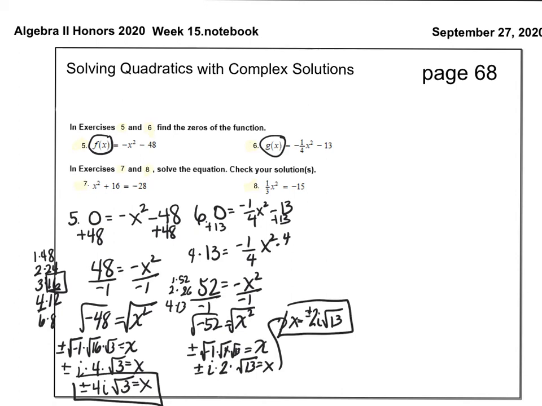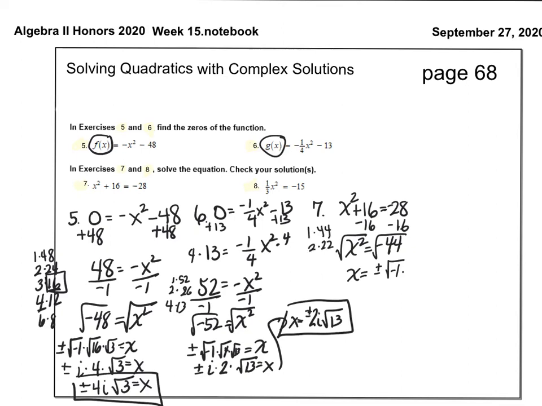Moving on to number 7. I don't have to make it equal 0. I don't have an f of x or g of x, so I can just solve this one normally. I've got x squared plus 16 equals negative 28. I'm going to subtract 16 from both sides. x squared equals negative 44. Take the square root of both sides. x is going to equal plus or minus the square root of negative 1 times factors of 44. 1 times 44, 2 times 22, 3 doesn't go into 44, 4 times 11, and I think that's it.